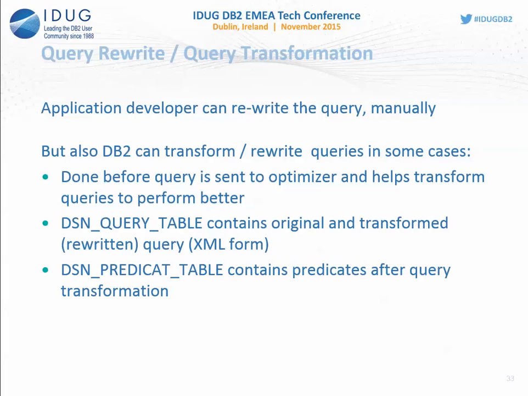The DSN query table, one of the explain tables, contains the original and transformed query. The DSN predicate table, the hard thing, is in XML form. The DSN predicate table contains predicates after query transformation. So actually you can select from this DSN predicate table and see how your predicates were transformed by DB2.